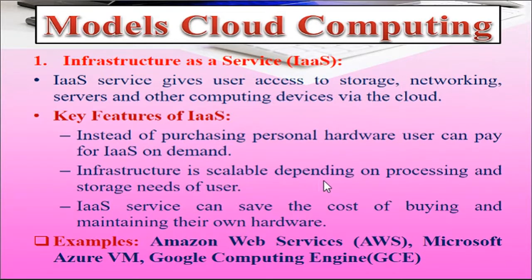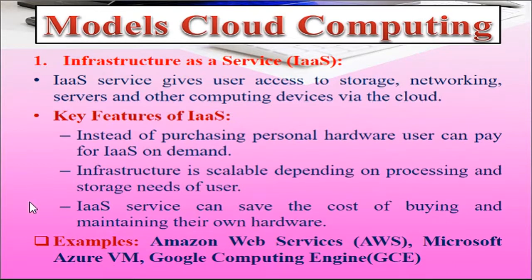Infrastructure is scalable. It depends on the processing and storage needs of the user. Scalable means you can access it in a large amount or in a small amount, depending upon the user's need. Next, IaaS can save the cost of buying and maintaining your own hardware. If infrastructure as a service provides us the service, there is no need to buy or maintain our own hardware. We just pay for the infrastructure as a service.